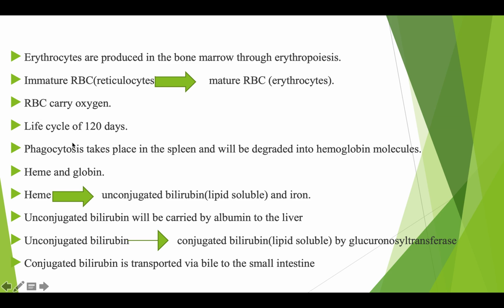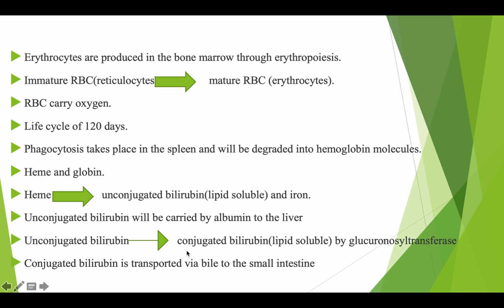The life cycle of an RBC is 120 days. Phagocytosis takes place in the spleen, and the RBC will be degraded into hemoglobin molecules: heme and globulin. Heme is made up of unconjugated bilirubin and iron. Globulin is a protein. Unconjugated bilirubin will be carried by albumin, because it's lipid soluble, to the liver. Unconjugated bilirubin will be converted by glucuronide transferase.